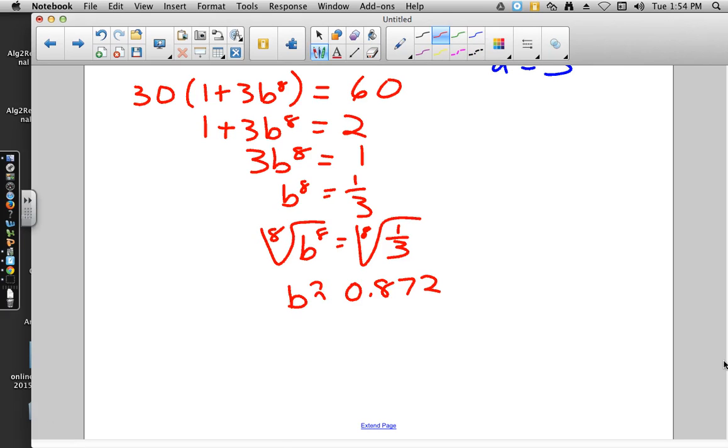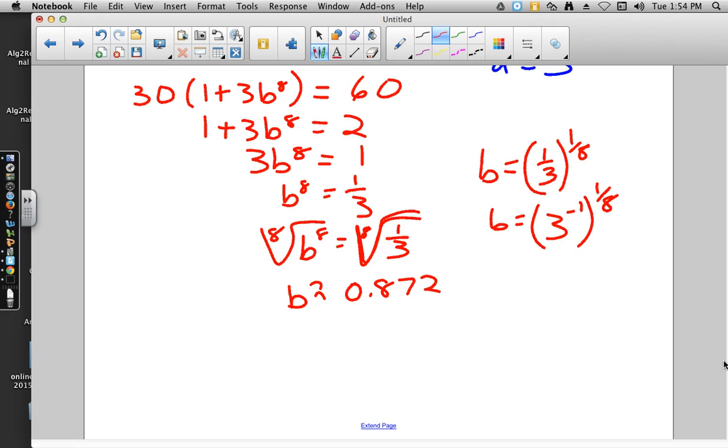But for a perfect answer, we would keep working with this and say, all right, the eighth root of 1/3 is the same thing as 1/3 to the 1/8 power. And then 1/3 is the same thing as 3 to the -1 raised to the 1/8. So that is really power to a power, multiply: 3 to the -1/8.